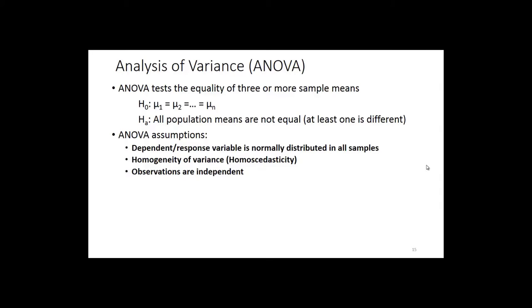The dependent variable, or the response, is normally distributed in all samples, so we have to check for normal distribution. And we need homogeneity of variances, or homoscedasticity. The variances of the samples are not significantly different, so we have to check for that assumption too. And observations must be independent. These are the assumptions of ANOVA.